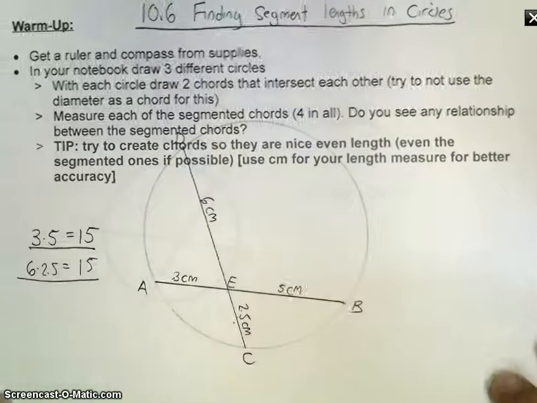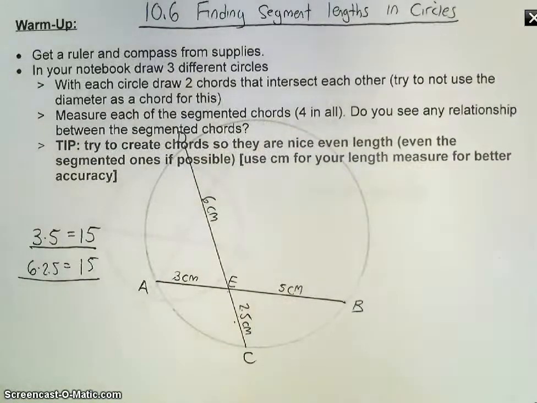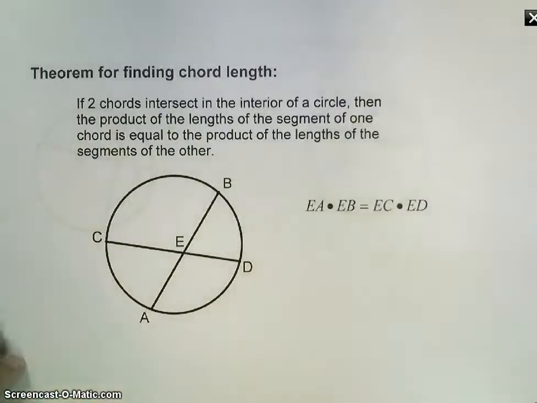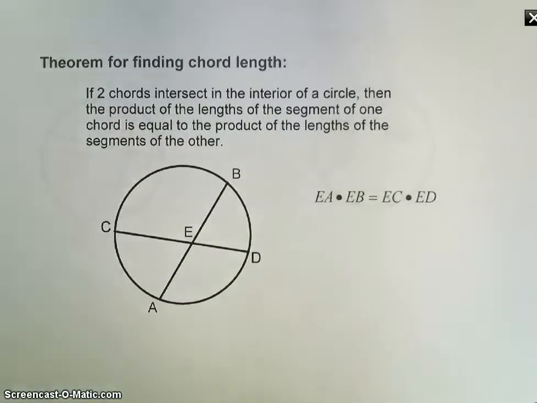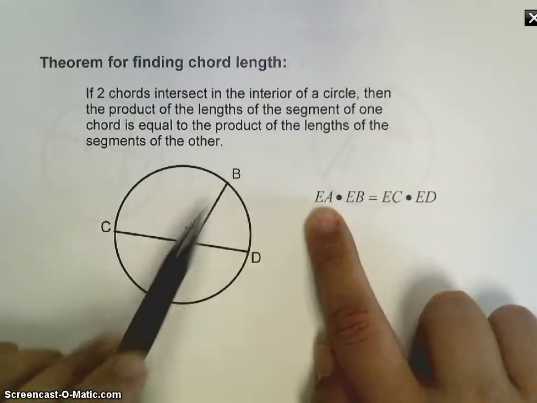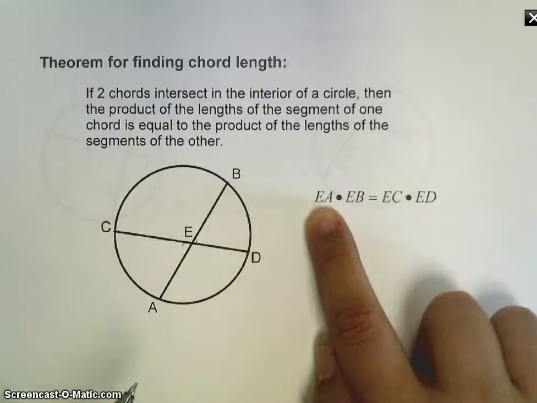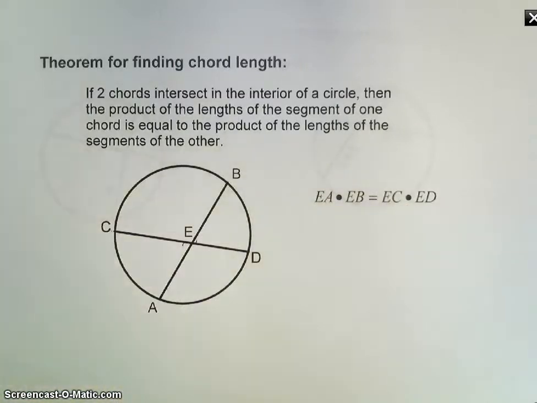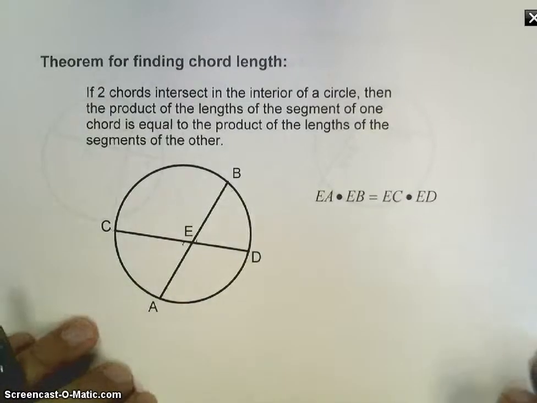And this is our first relationship. If any 2 chords intersect on the interior of a circle, then the product of the lengths of the segments of one chord will always equal the product of the lengths of the segments in the other. So in this particular general example, EA times EB, the product of those segmented chords, will equal the product of EC and ED, those segmented chords. So the chords' products will always be equal so long as they intersect one another.